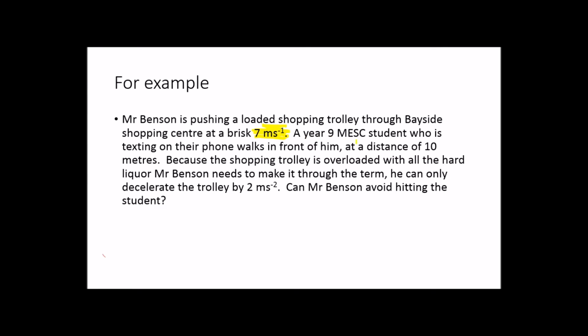A Year 9 Mount Eliza Secondary College student walks in front of him at a distance of 10 meters. So here's another bit of information. Most of the other words here aren't actually that important at all. If we can figure out what the important information is, then we can ignore the rest of the stuff. We've got two bits of information here. We've got a velocity, which I'm going to assume is my initial velocity. I've got a distance or displacement value.